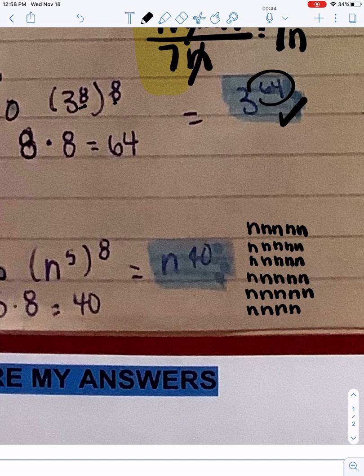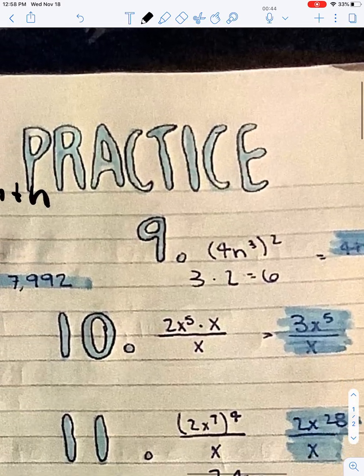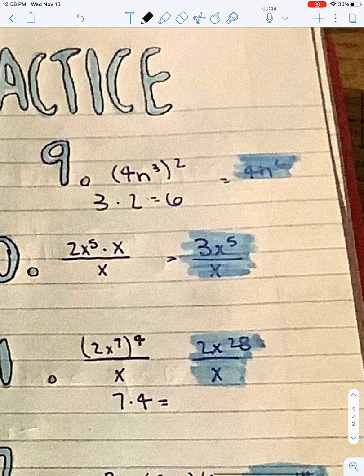So you can see visually 1, 2, 3, 4, 5. 1, 2, 3, 4, 5. 1, 2, 3, 4, 5, 6. So you can see here I have my n to the 5th power 8 times. So if I were to add all those up, they would definitely equal 40, which you got the correct answer because you multiplied 8 times 5. Great job. All right, moving on to number 9.